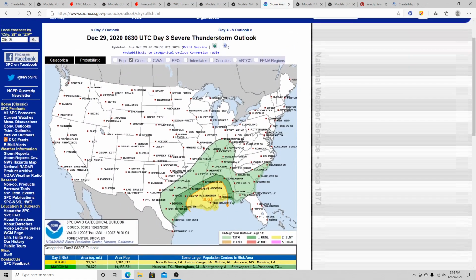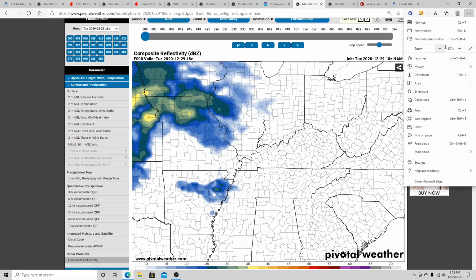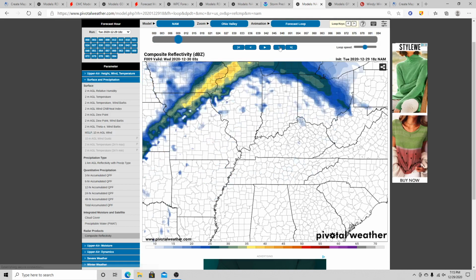Don't be surprised if we do see an enhanced risk upgrade if this trend continues from the models, which I'll show you guys. So this is the NAM. Let me zoom this out a little bit. So again, this is the NAM. This is composite reflectivity.